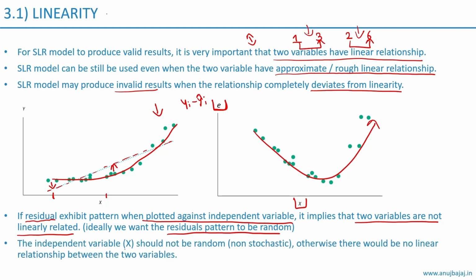Another implication of the linearity assumption is that for the dependent and the independent variable to have a linear relationship, the independent variable should not be random. If the independent variable is random, then it implies that there is no linear relationship between the two variables.